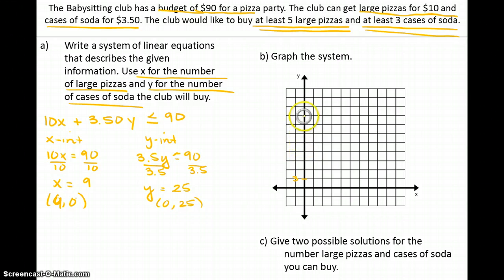So about here, the 8th line would be 24, so just above it would be 25. For your y-intercept, 1, 2, 3, 4, 5, 6, 7, 8, 9. And then you can connect them. Because my amount has to be less than 90, I'm going to shade below that line.